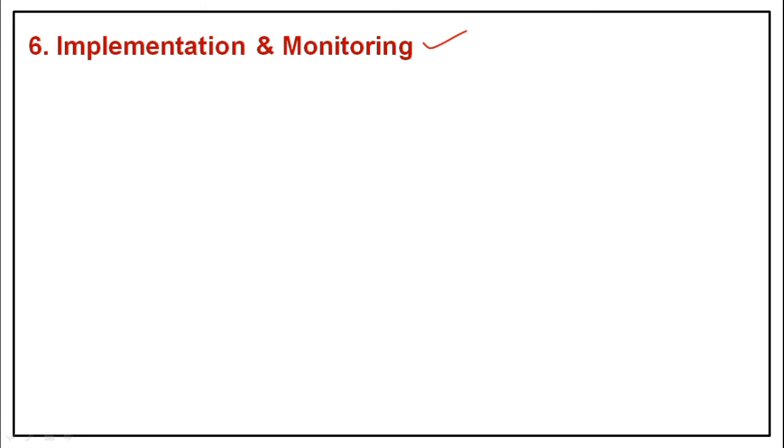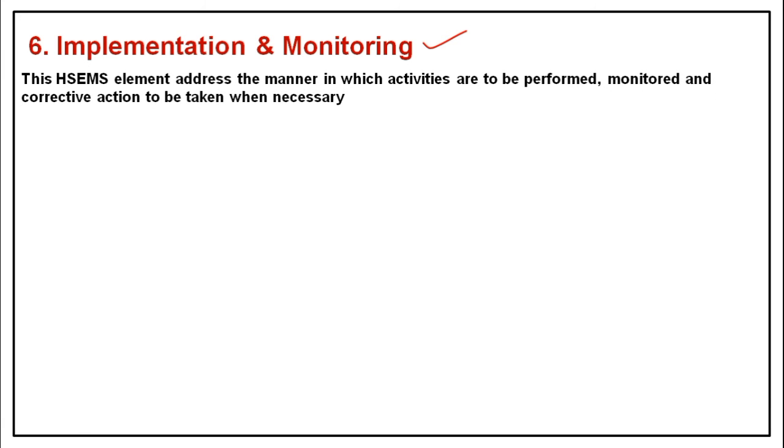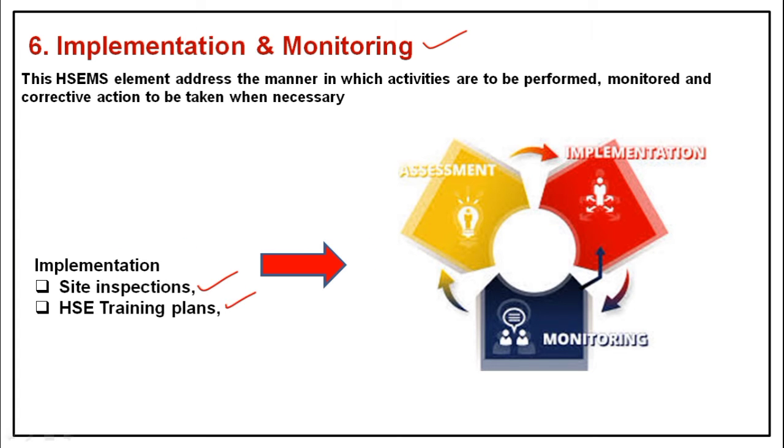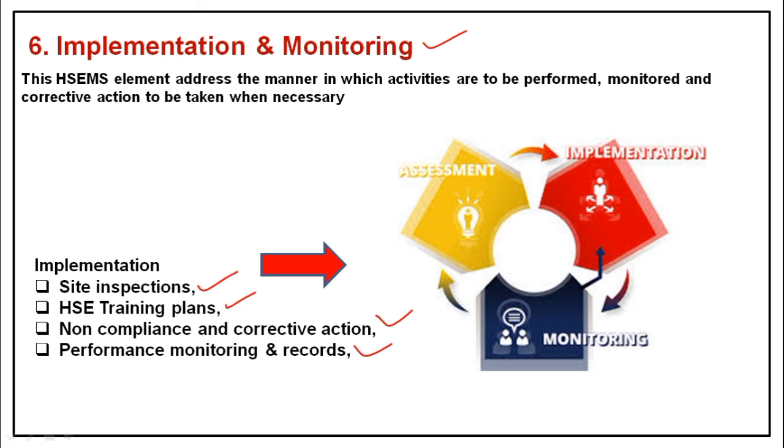Sixth one is implementation and monitoring. This HSEMS element addresses the manner in which activities are to be performed, monitored and corrective actions to be taken when necessary. For implementation and monitoring, examples are site inspections, HSE training plans, non-compliance and corrective actions, performance monitoring and records, incident reporting and follow-up for key performance indicators.